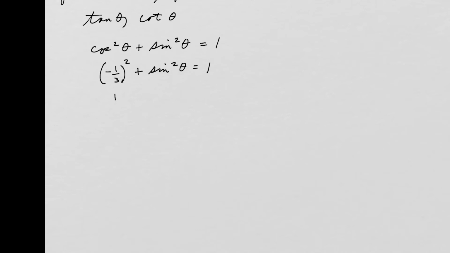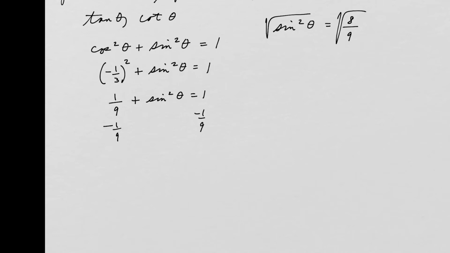So this is like saying negative 1/3 squared plus sine squared of theta is equal to 1. So this is like 1/9, positive 1/9 plus sine squared of theta is equal to 1. If I subtract 1/9, I'll finish it up over here. Sine squared of theta is equal to 1 minus 1/9. Well, what's 1 minus 1/9? It's 9/9 minus 1/9. So this is going to be 8/9.